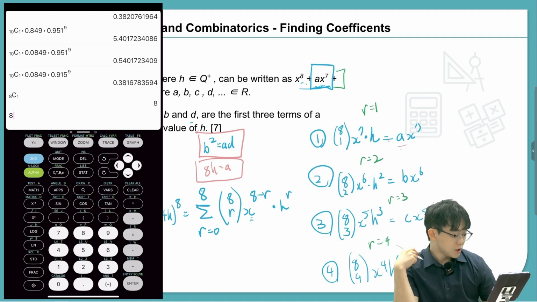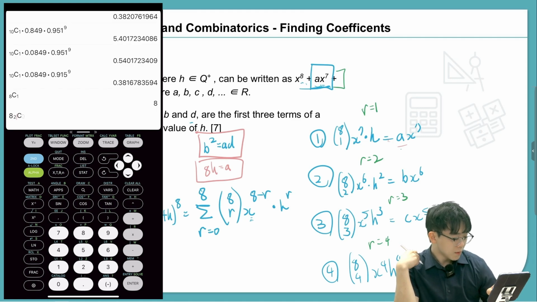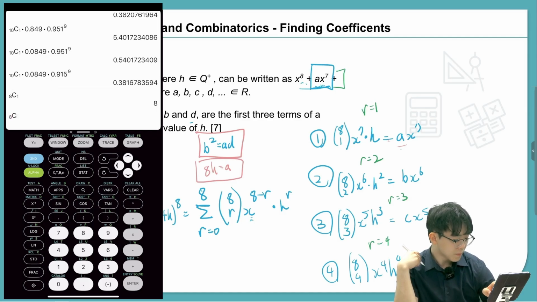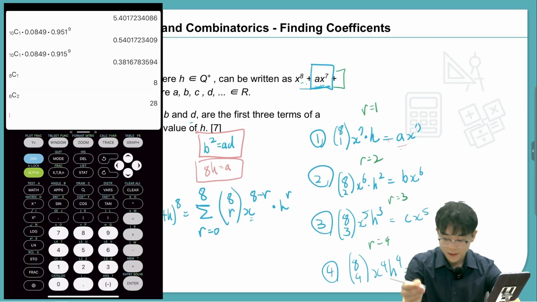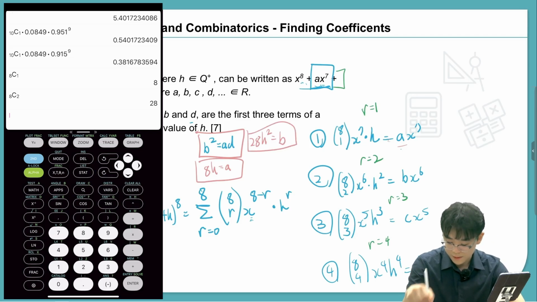So if you write 8 choose 2, that's going to be 28. So we know 28 times h squared is going to be b, right? We're not going to bother writing the x to the power of 6.